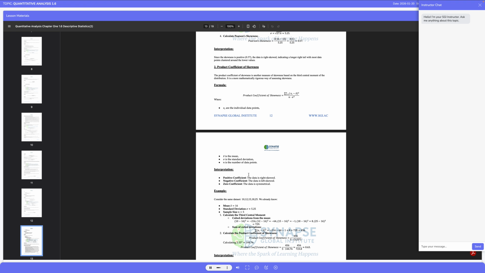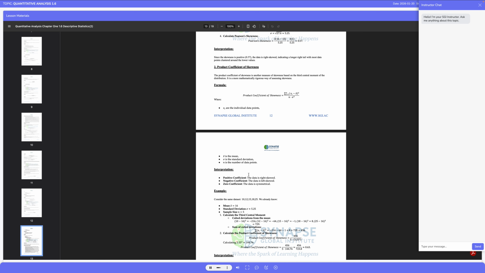Using the same dataset of 10, 12, 15, 18, and 25, the mean is 16 and the standard deviation is approximately 5.25. The cubed deviations from the mean are negative 216, negative 64, negative 1, 8, and 729. Adding these values gives 456.